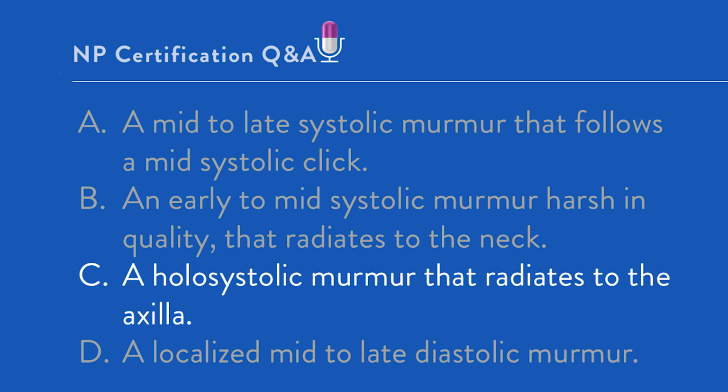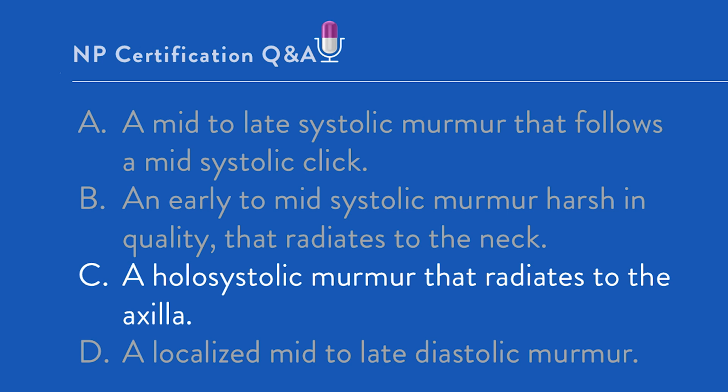A, a mid to late systolic murmur that follows a mid-systolic click. This is incorrect and actually describes the murmur of mitral valve prolapse. This condition is found in up to 3% of the population and is usually asymptomatic, with actually a smaller percentage than the 3% having an audible murmur. By the way, the murmur associated with mitral valve prolapse is a non-radiating murmur.